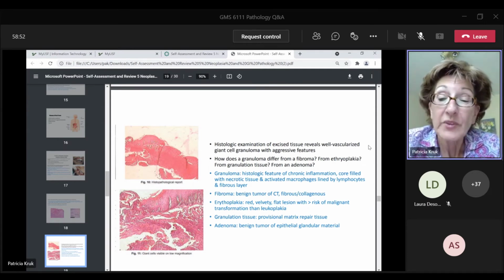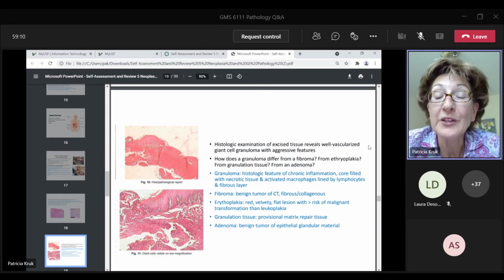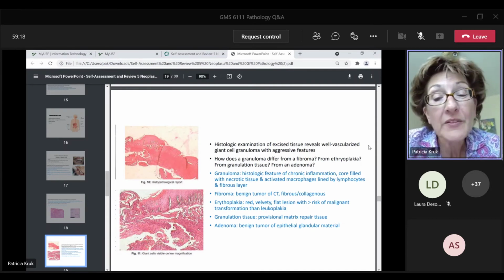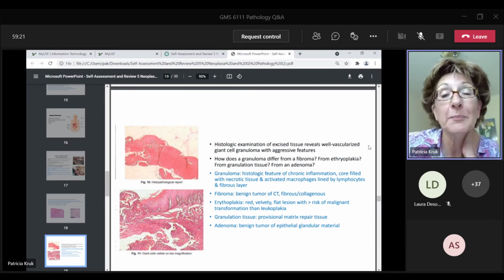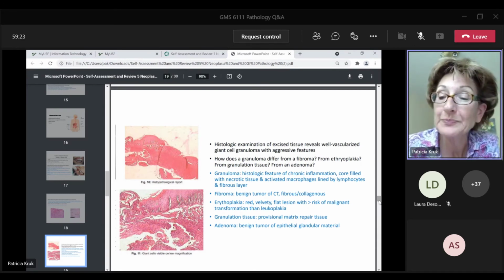Erythroplakia is, again, a red, flat lesion that often occurs on the surface. It can transform into malignancy, as can leukoplakia. And remember, these granulomas are different from granulation tissue, which is that provisional matrix that we see as part of the normal wound repair process. And likewise, an adenoma is a benign epithelial glandular growth. I throw all of these things out there so you start thinking about comparing and contrasting them.